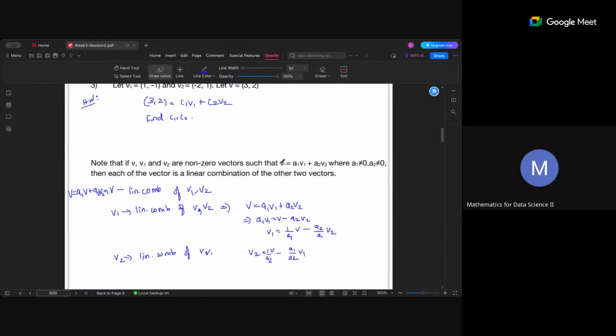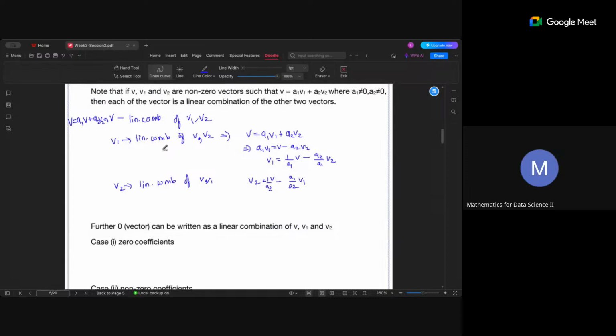So if I am having V equal to, suppose A1 is 0, then I will simply have V equal to A2 V2. So it means V is simply a linear combination of V2, I can see from here. Writing V1 as a linear combination of V and V2, we don't know. Okay, fine. From here up to this, are you all following? Yes, sir. Yes, ma'am. Okay, fine.